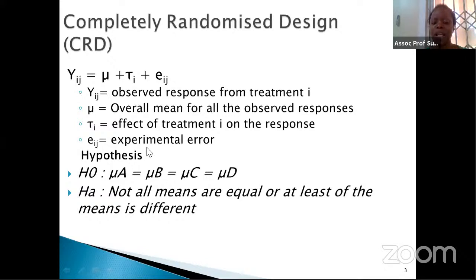Now here, because we are looking at more than one mean, our null hypothesis is that there is no difference. Overall, we do not have differences among the treatments. And then the alternative says that not all means are equal, or at least one of the means is different. Can you please correct that? There is a typo here. At least one of the means is different.